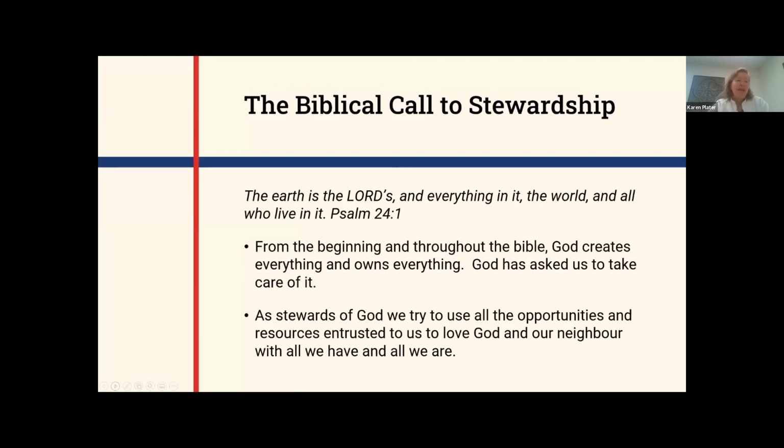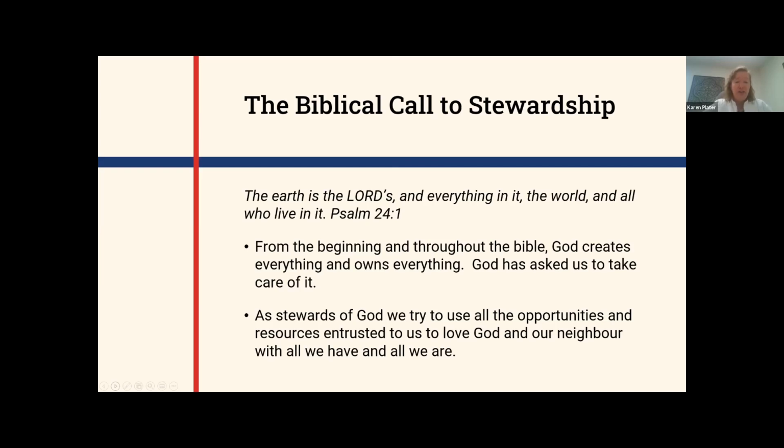Before we begin, we want to do everything in the context of a biblical call to stewardship. I just wanted to remind you that from the very beginning and throughout the Bible, God has created everything and owns everything and has asked us to take care of it. So that's what we're doing. All the work we do as treasurers and in mission and ministry, it is mission and it is ministry and part of stewardship, because we're helping to manage the resources God has given.